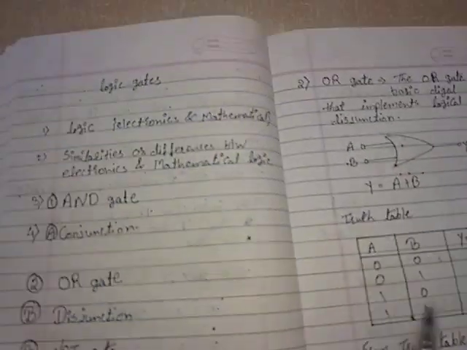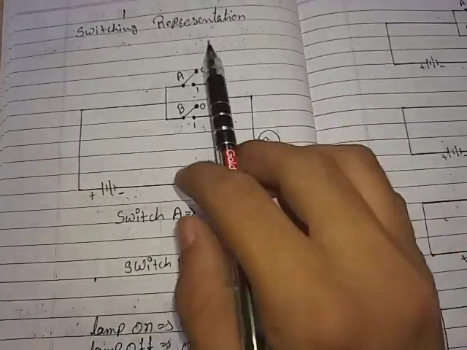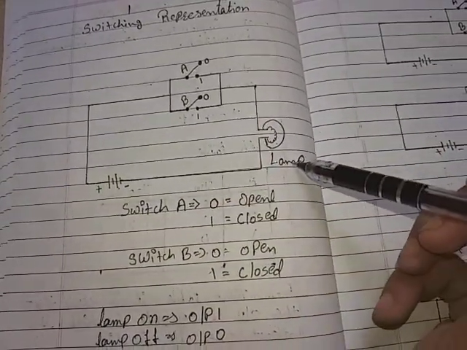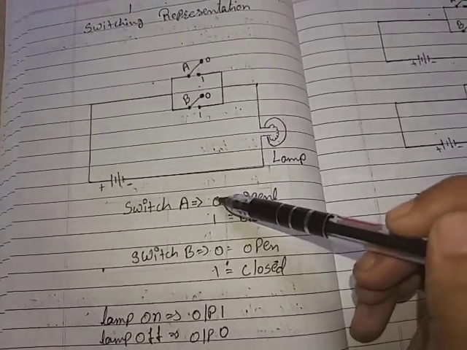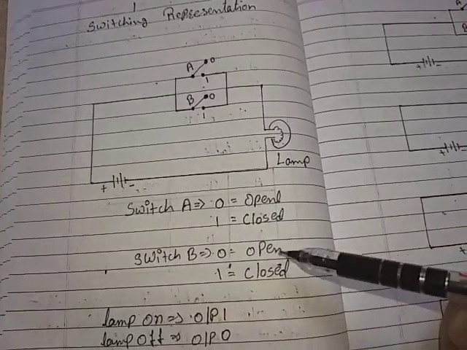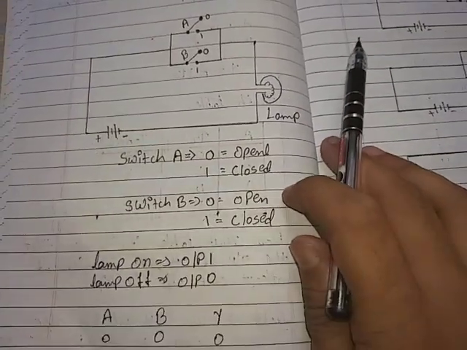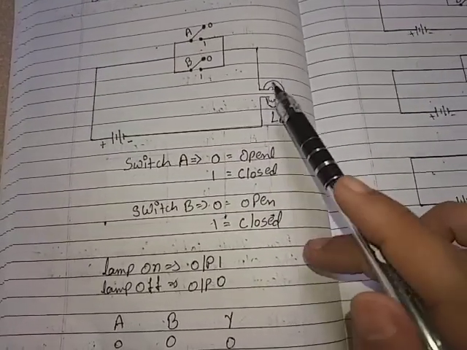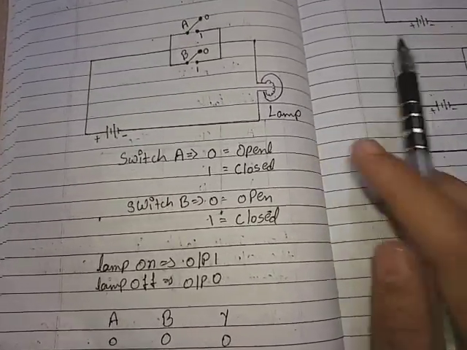Now, let's see the switching diagram. Here is the switching representation of the OR gate, where switch A will be open at 0 and closed at 1. Similarly, switch B will be open at 0 and closed at binary 1. In the same manner, the lamp will be on or will glow when output is 1, and the lamp will be off when output is 0.